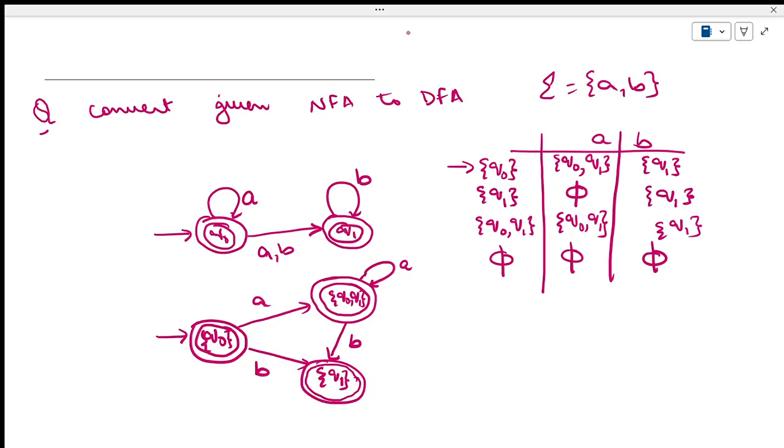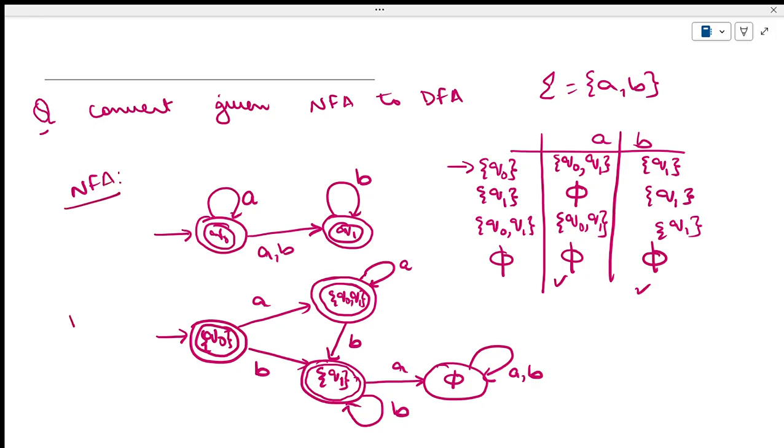Now come to Q1. Q1 on reading A is going to state phi. Phi on reading A or B stays there only. So phi on reading A is phi, and phi on reading B is also phi. Q1 on reading B stays on Q1. Now this DFA is completed. This is the NFA and the equivalent DFA.